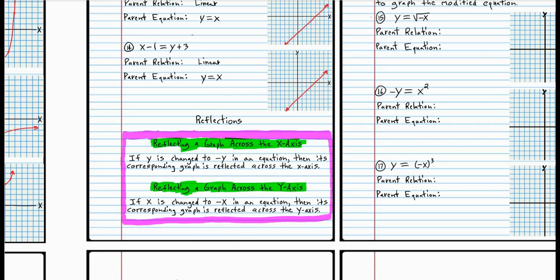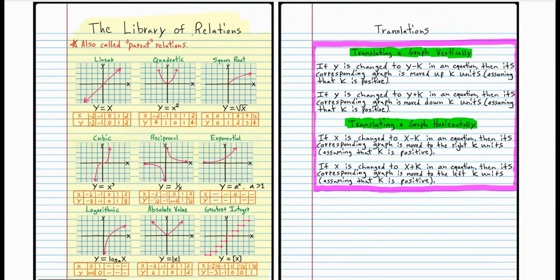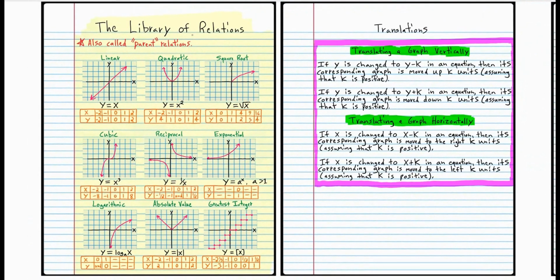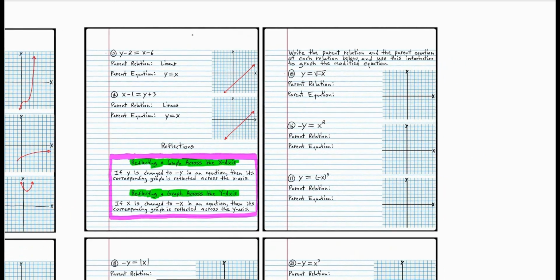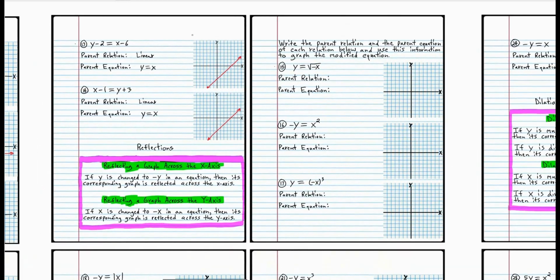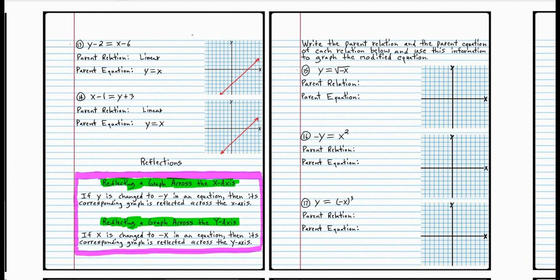Okay, so that was translations. You can see that all you're doing is just taking these parent graphs and just moving them to the right or to the left or down or up. That's it. It's very easy. If you want to move the graph to the right, you subtract some number from x. If you want to move it to the left, you add some number to x. If you want to move the graph up, you subtract something from y. And if you want to move the graph down, you add something to y.